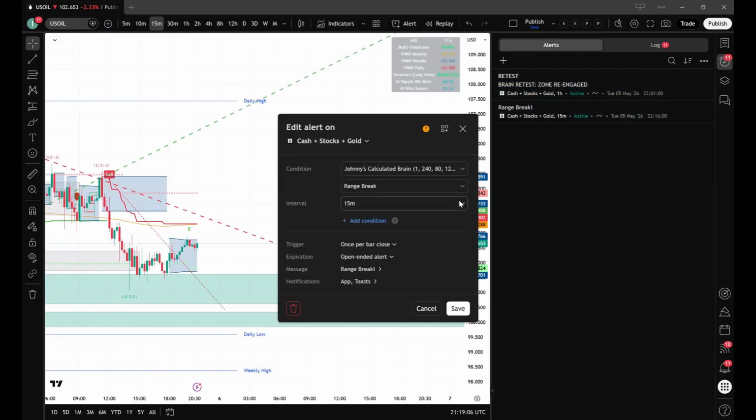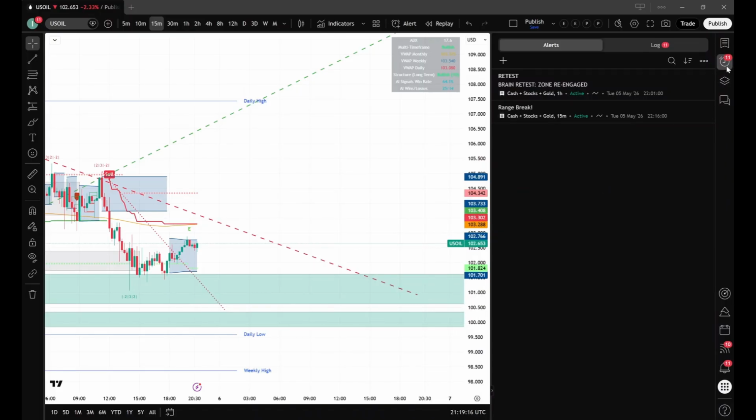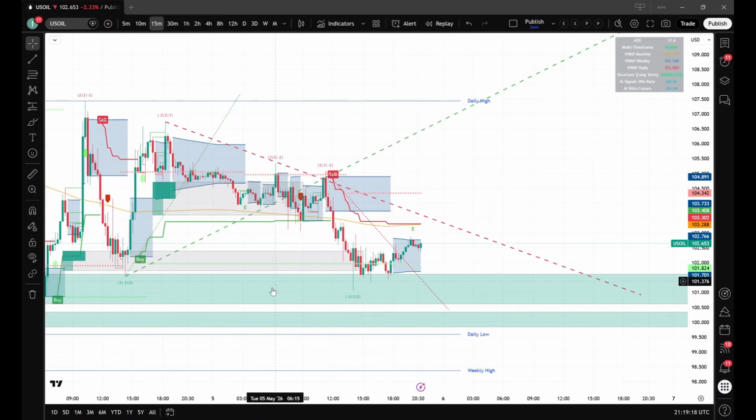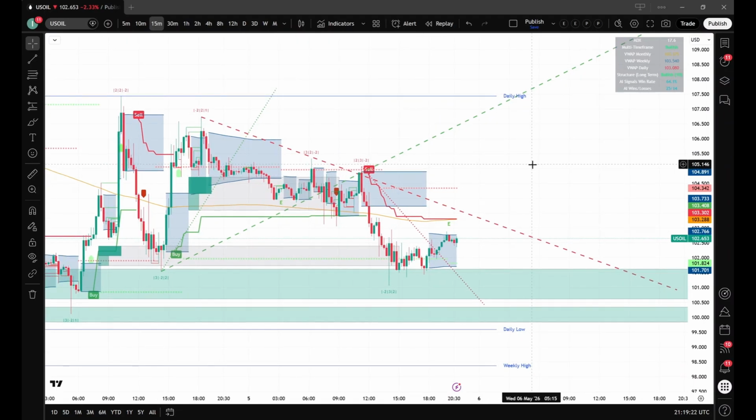But I use range breaks. So range break on the 15-minute interval against my watch list, once per bar close. That prompts me to look at a chart, and then visually I look for confluences, and I decide whether a trade is valid or not. So I use range breaks.